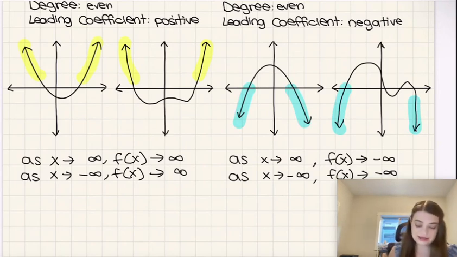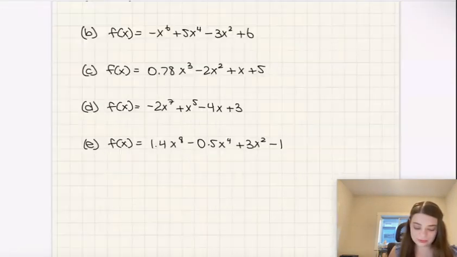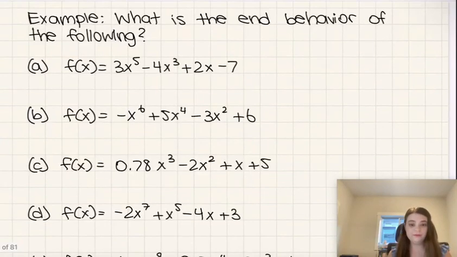All right, well, now let's get into the examples because I'm sure that's probably why most people are actually here, to see those examples, not to necessarily get this explanation. So let's go through the examples. All we need to do is list the leading coefficient sign and the degree, then choose which category it falls into and just copy the end behavior from that category. And that's all there is to it, which is great.